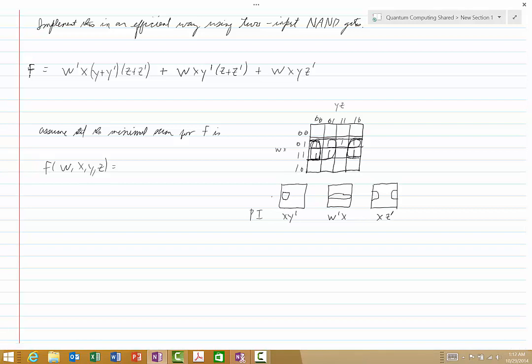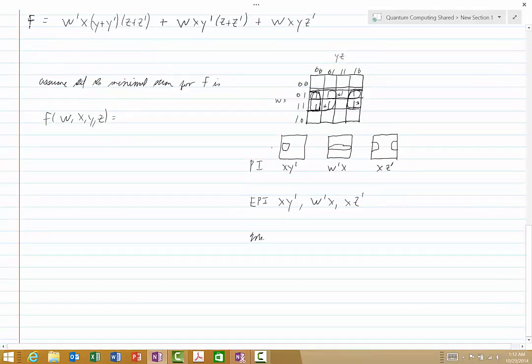Okay, so those are the prime implicants, and then when we want to identify the essential prime implicants, well, for the last one that we just identified, we see that this is an essential one cell, and this is an essential one cell, and this is an essential one cell, and that's enough to tell us that all of the prime implicants are indeed essential prime implicants. And therefore, the minimal sum for this function, there's only one, and it is f of w, x, y, z equals x y prime, or w prime x, or x z prime.